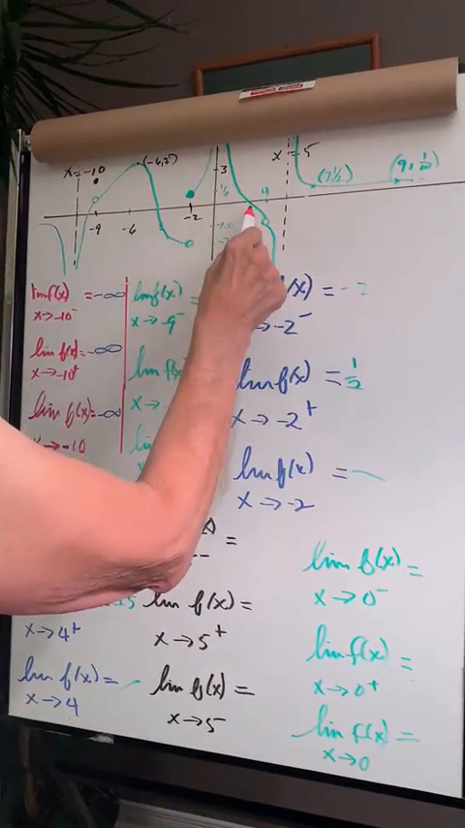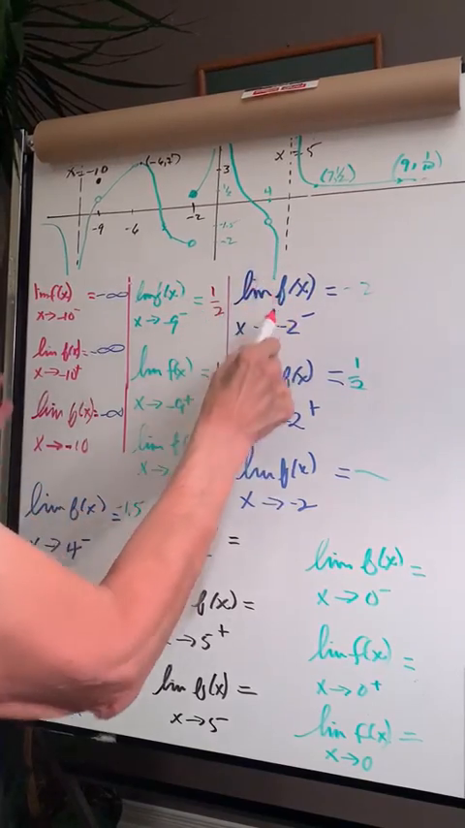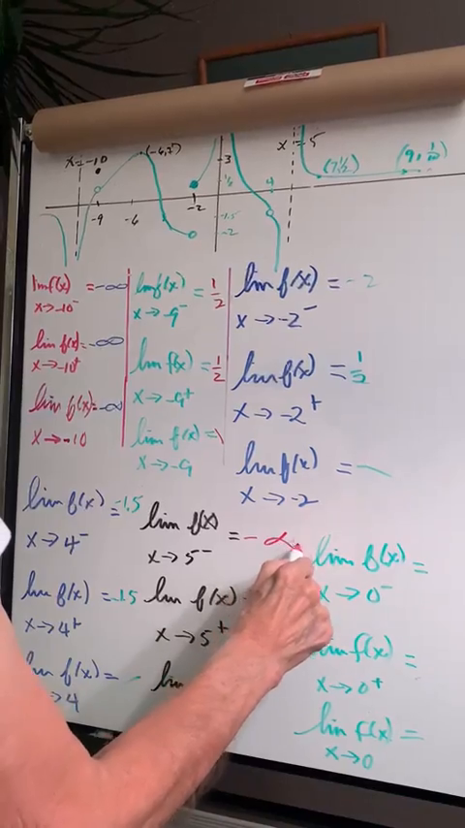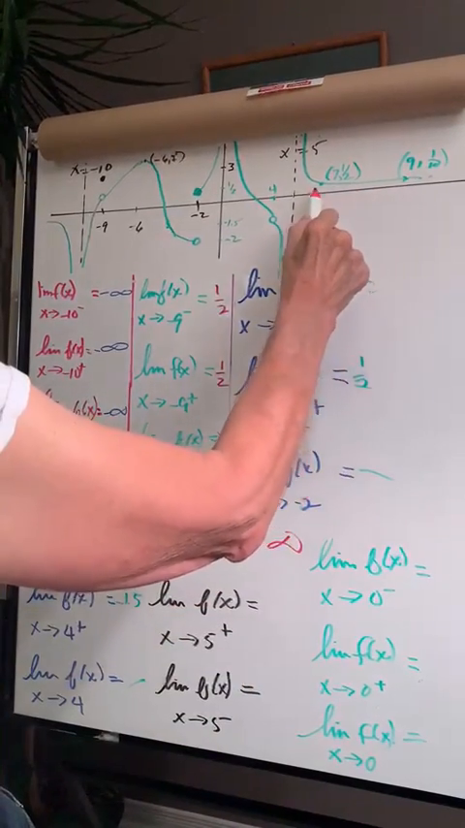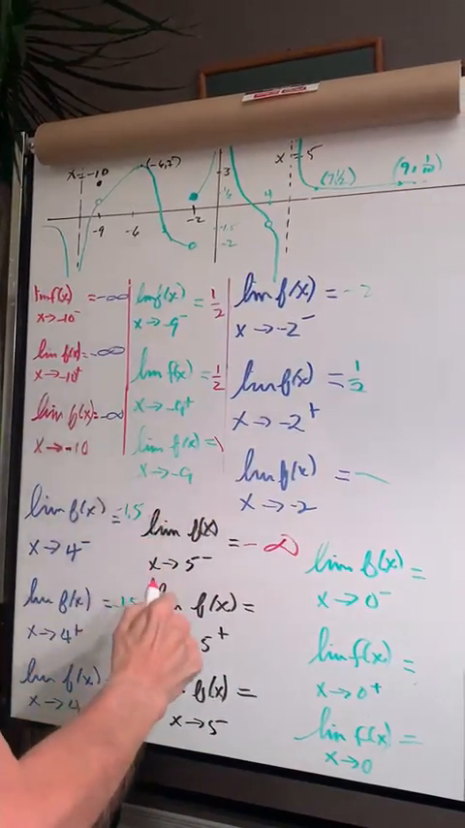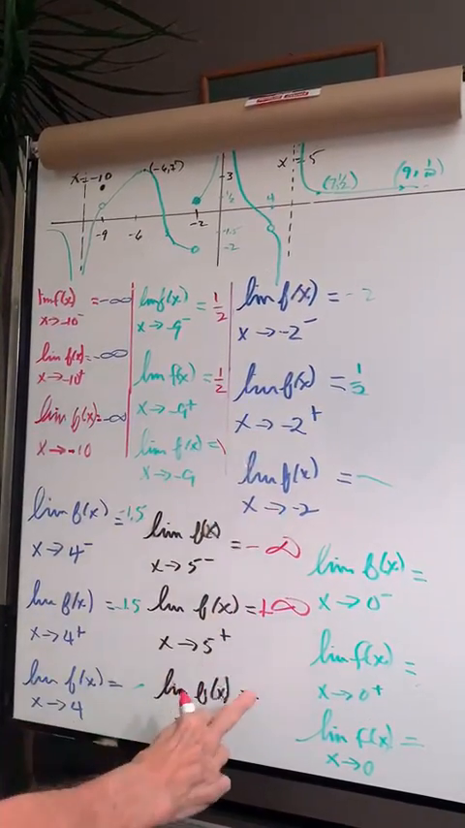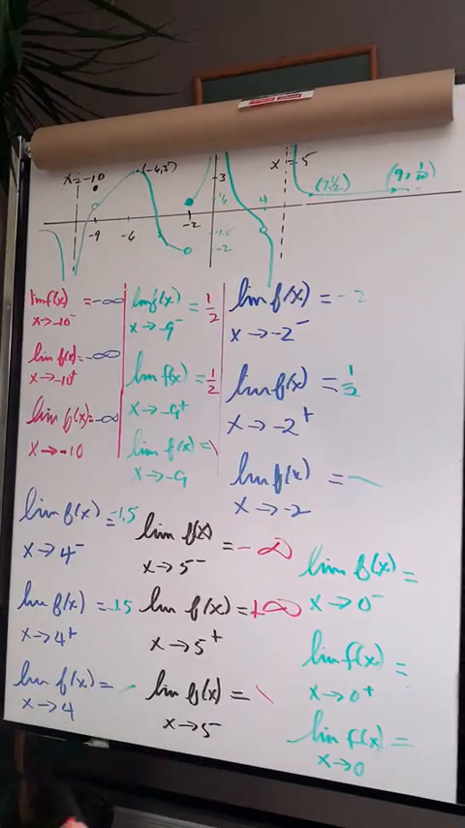Okay, now we're at 5. As this curve is approaching 5 on the left-hand side, it's approaching -infinity. And on the right-hand side, the curve is approaching +infinity. And therefore, the curve at 5 doesn't exist.